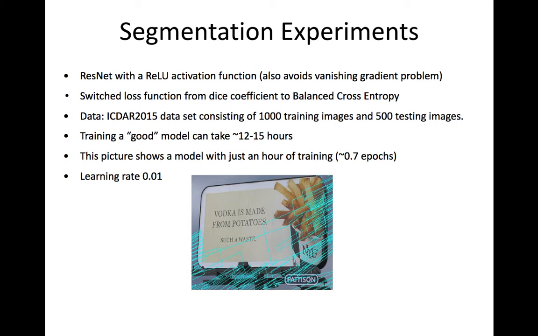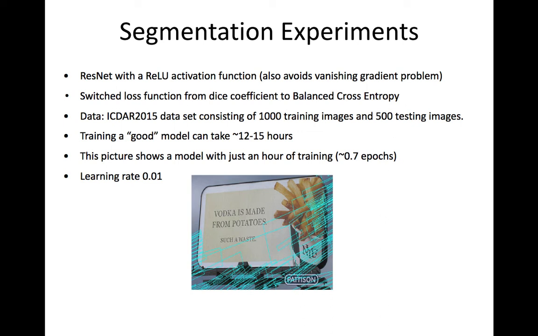In our experiments here, we used a ResNet based off of the EAST implementation that was on GitHub. It stands for Efficient and Accurate Scene Text Detector. We added a few modifications to that, and the implementation on GitHub was with ResNet. It was using a sigmoid function. We changed it to a ReLU function, and we also switched the loss function from a dice coefficient to balanced cross entropy. And really, this is an attempt to train faster.